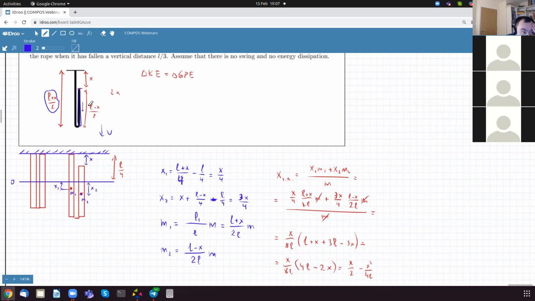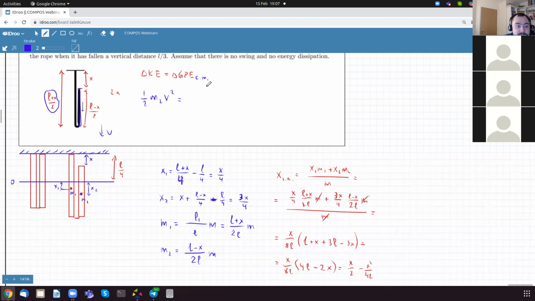So it's the kinetic energy of this part of the rope. So we need 1/2 mass m2 times the velocity squared. And this is equal to the change of gravitational potential energy of the center of mass, because it's the center of mass that has lost gravitational potential.